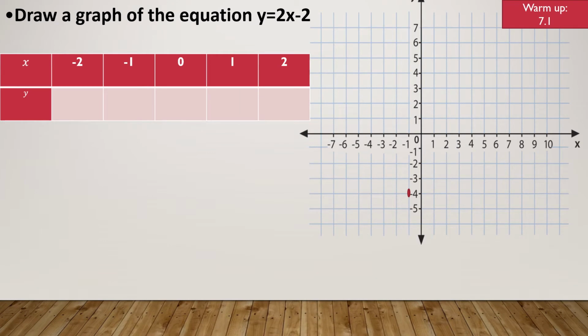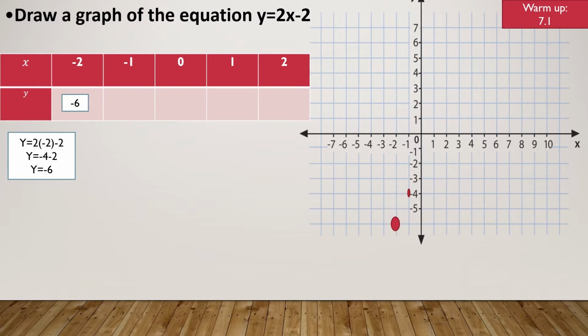Now this exercise is like a recap of what we took in 7.1. In order to draw this line, you have to draw the table of values, and we said before the easiest points to take are from -2 to 2, and then you will substitute. So if you took x as -2, you will say 2 times -2 minus 2 to get -6. And then you will plot -2, -6 on the grid.